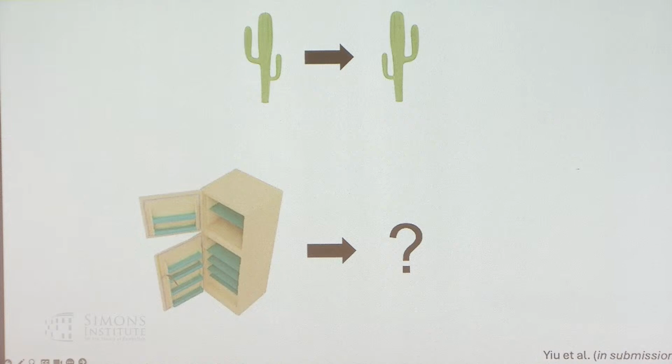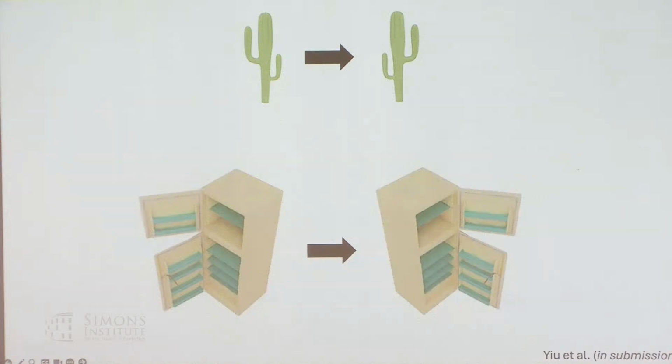Now we have this fridge. What is it going to turn into? You can probably tell that it's going to turn into this other fridge that faces another way. And congratulations, you did a visual analogy here. This is something that we really show that a 3-year-old can also do.